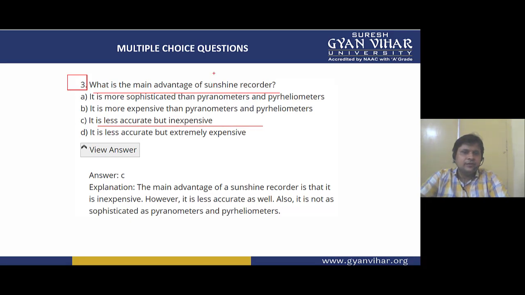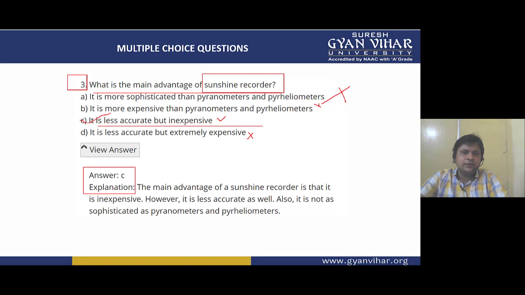Now see, the sunshine recorder records the number of sunshine hours during the whole day, and it is a very cheap option and gives a somewhat less accurate answer. So this C option is the correct one. Let's see what the D option is. It is less accurate but extremely expensive. So A is not the correct one, B is not the correct one, D is also not the correct one. So which is the correct one? C is the correct answer.